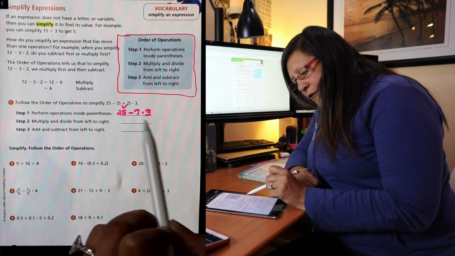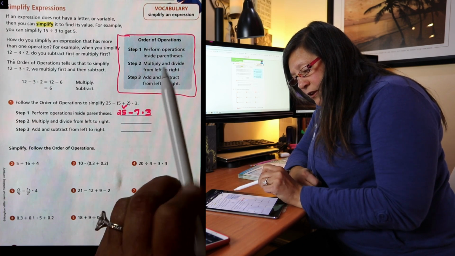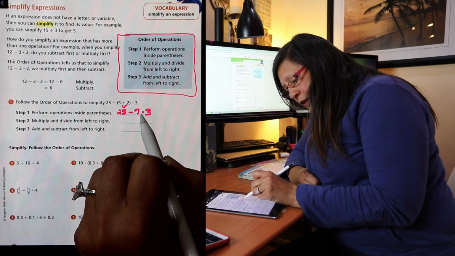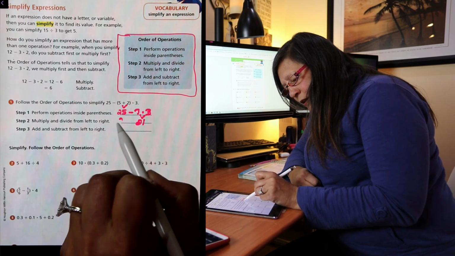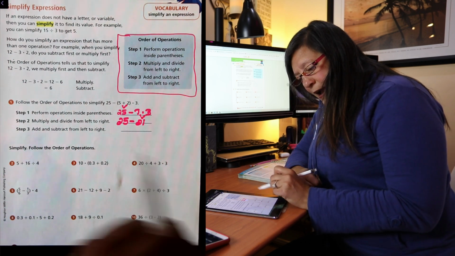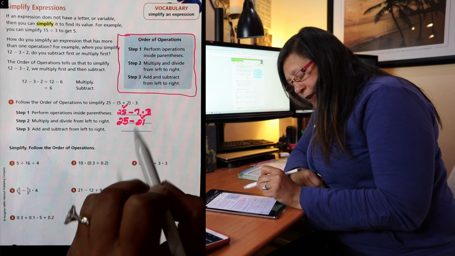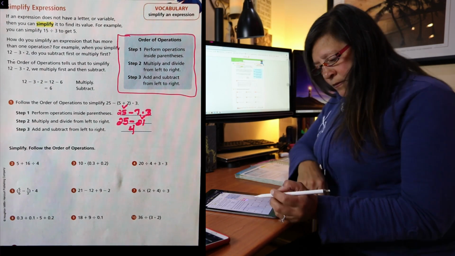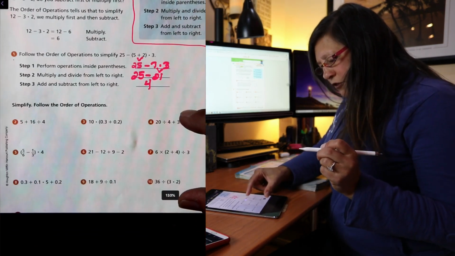Okay, now we have 2 other operations. We have subtraction and we have multiplication. If we look back at the order of operations, we need to multiply first. Okay, so I'm going to do 7 times 3, that is 21. And now bring my 25 minus 21 down. And I have one more operation to perform, that is 25 minus 21, and that answer would be 4. Okay, so for each one of these, you need to follow the order of operations.